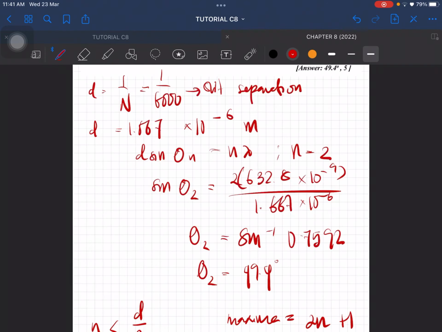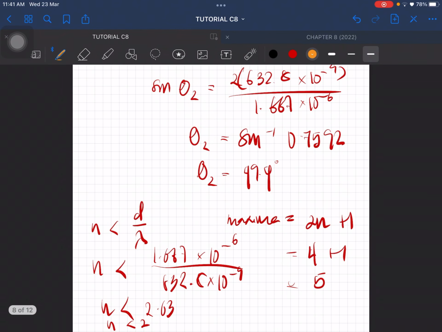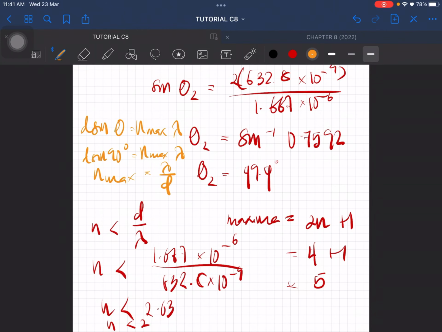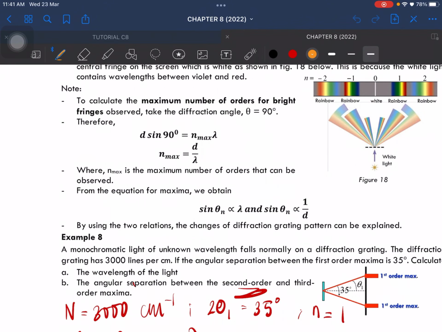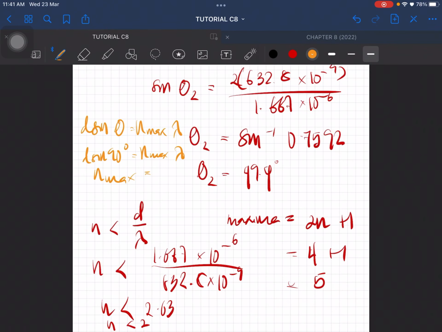Okay, so I'm going to do it again. We're trying to calculate the number of maximum bright fringes that we can see on the screen. So this is going to be d sine 90 degrees equal to n max lambda. So n max is going to be equal to lambda over, sorry, d over lambda.